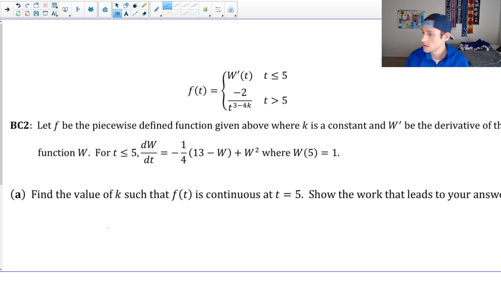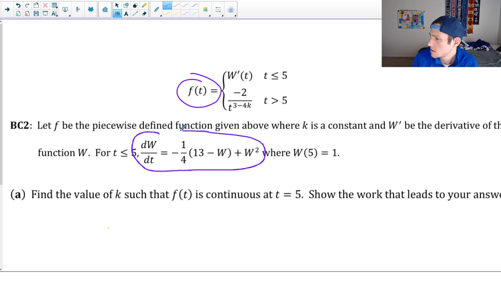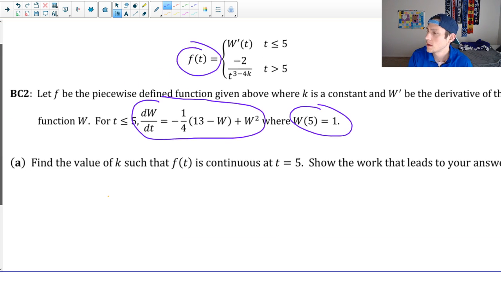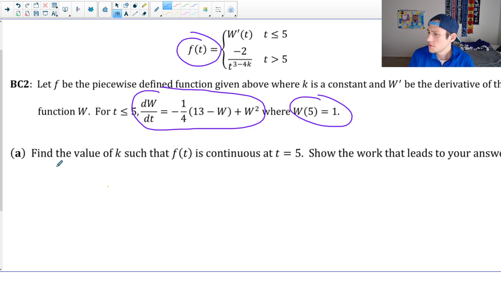Let's do it. So, part A. We have a piecewise function that is f. We have this dw/dt, this differential, and we have an initial value for w, that w of 5 is 1. Okay. So part A, find the value of k such that f is continuous at t equals 5.